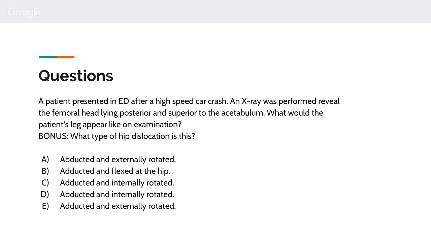Okay, patient presented to the ED after a high-speed car crash. X-ray is performed to reveal the femoral head lying posterior and superior to the acetabulum. Acetabulum is the hip joint socket. What would the patient's leg appear like on examination? And for a bonus, what type of hip dislocation is this?